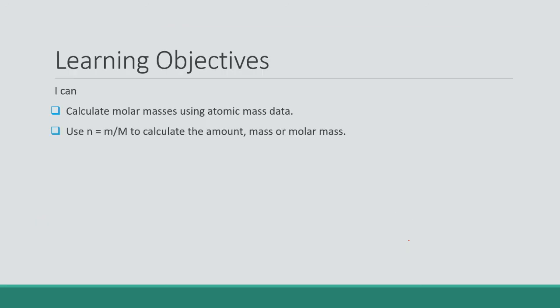So this video has been about how to calculate molar masses using atomic mass data, and using this formula, number of moles equals mass divided by molar mass, to calculate the amount, mass, or molar mass. This is really important, how we can go from grams to moles and back again.